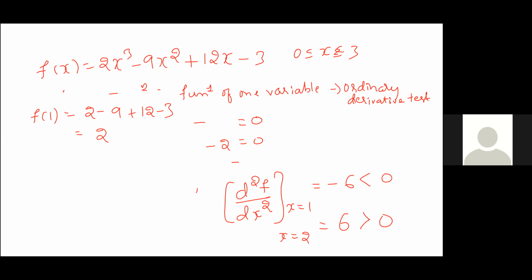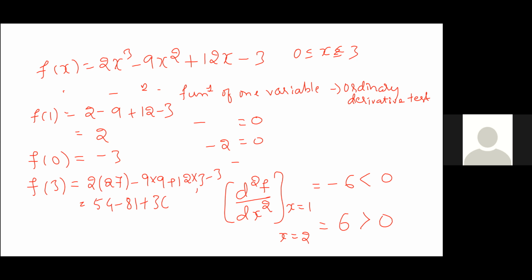So that is, you have to find out f of 0. If you put x equals 0 in the given function, the value of the function will become minus 3. And if you put x equals 3, f of 3 will be equal to 2 into 27 minus 9 into 9 plus 12 into 3 minus 3, which is equal to 54 minus 81 plus 36 minus 3. 54 plus 36 is 90, minus 84, which is equal to 6.